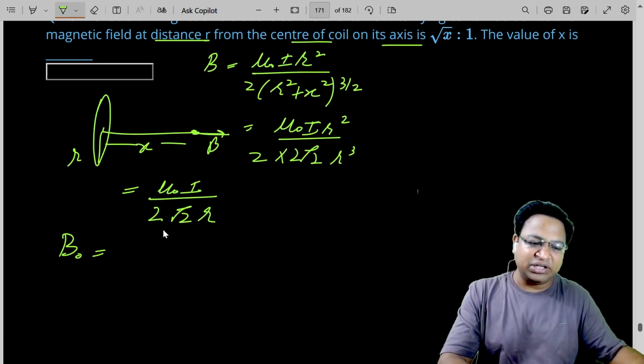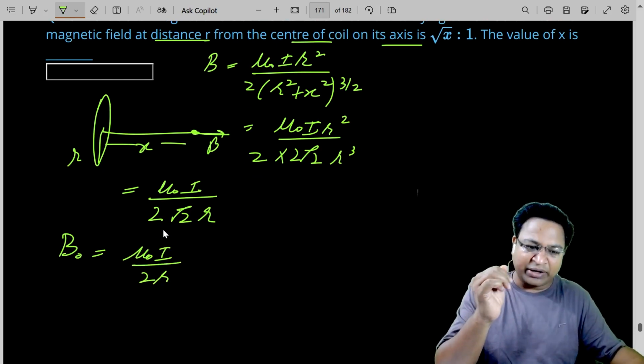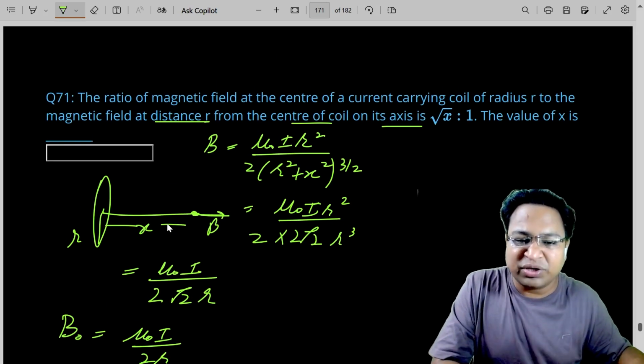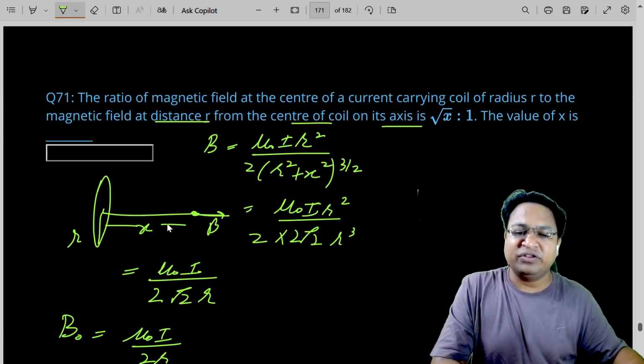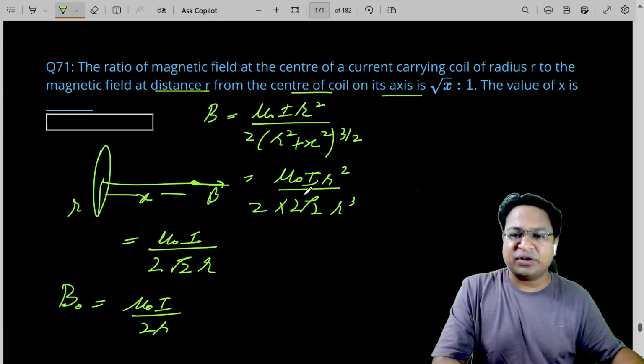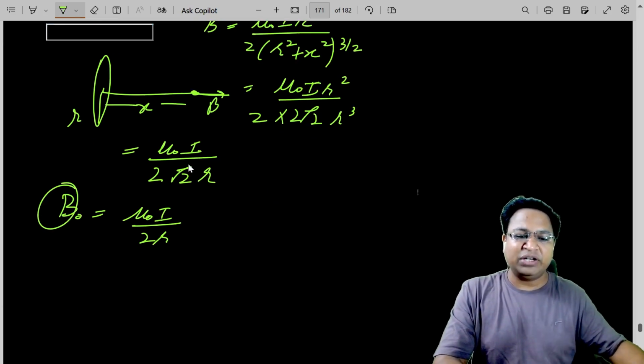So magnetic field at the center is given by mu naught I by 2r. Again, this is very simple. You can just put x equals to 0 here. The moment you put x equals to 0, you get the value of B at center. Now, the question is asking us for the ratio of magnetic field at the center to that of this. So we have to divide this value by this value.